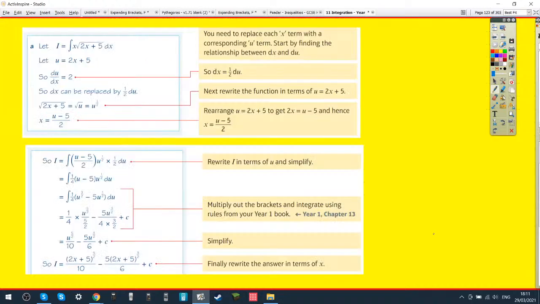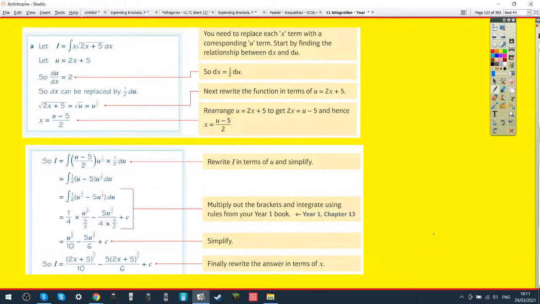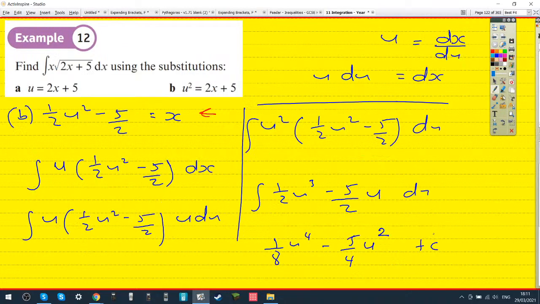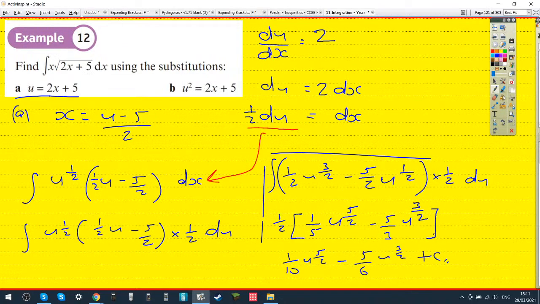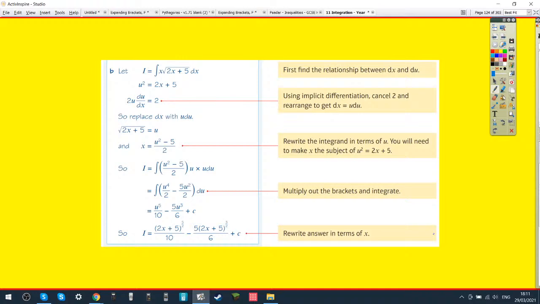All right. So that was A, and that is B. Hang on. So A is alright. Let's see. Yeah, that's 1 over 10 u to the... That one's good. And then this one, u squared is that.